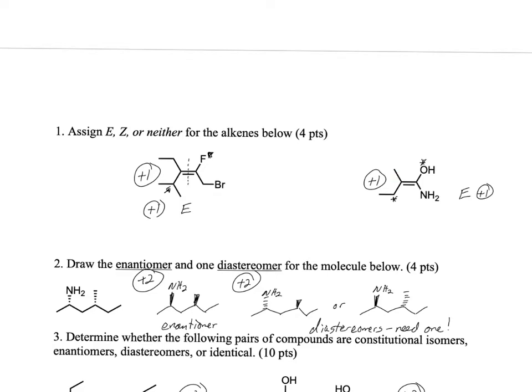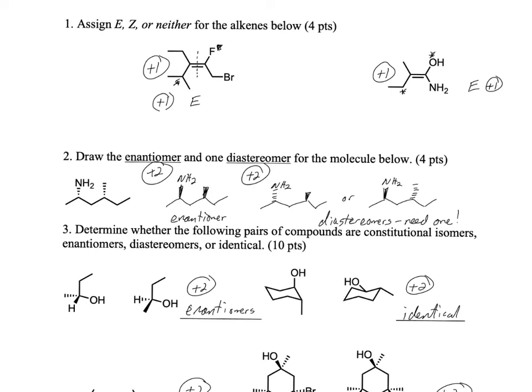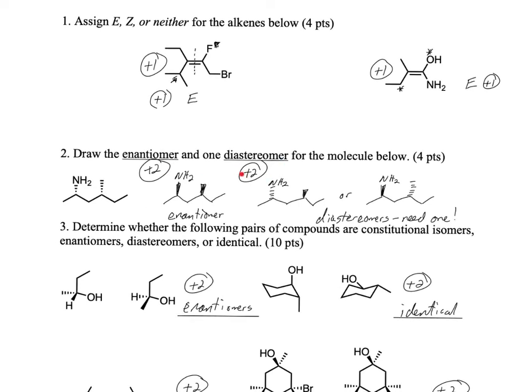Opposite sides, E. Draw the enantiomer and diastereomer for the molecule below. So enantiomer, everything's opposite. Diastereomers, at least one's different. So if you have the two hatches, the enantiomer would be everything wedged. So that's this. You have two possible diastereomers, right? You keep one the same, flip the other one. Keep this the same, flip this one. Both of them are diastereomers. You only needed one, so it didn't matter which one you picked.